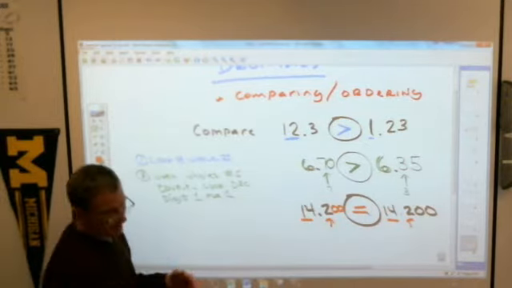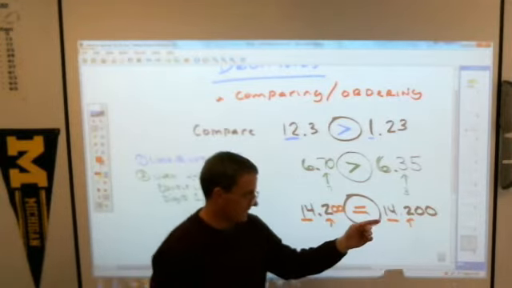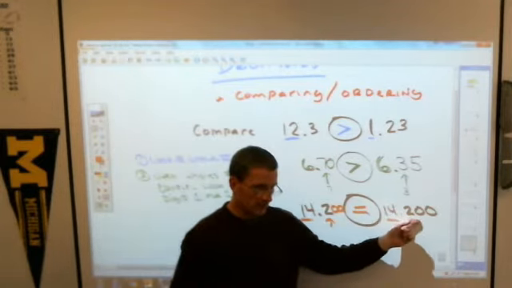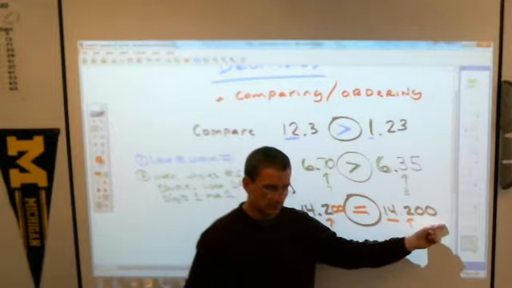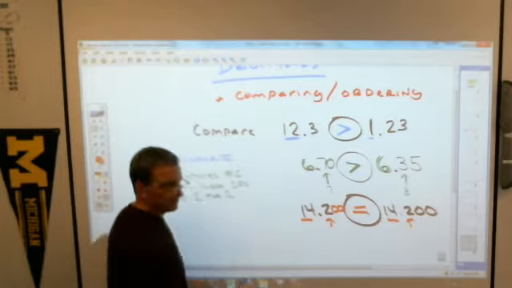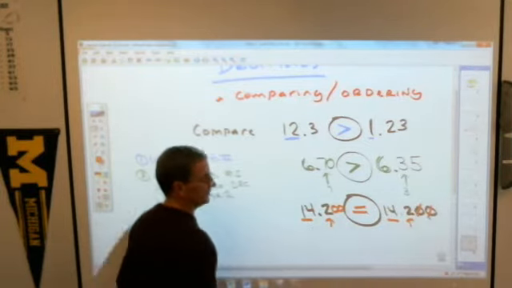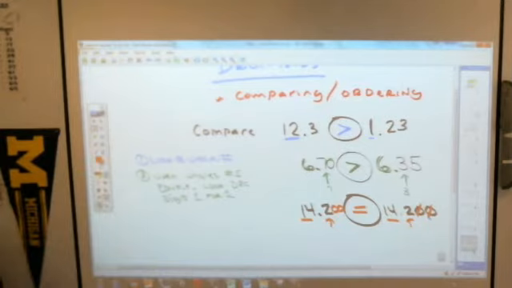By the way, if I read these decimal-wise, 14 and 2 tenths is the exact same thing as 14 and 200 thousandths. They're the same thing. Usually, zeros at the end of decimals, we leave those off because they tend to confuse us a little bit, but they are there.